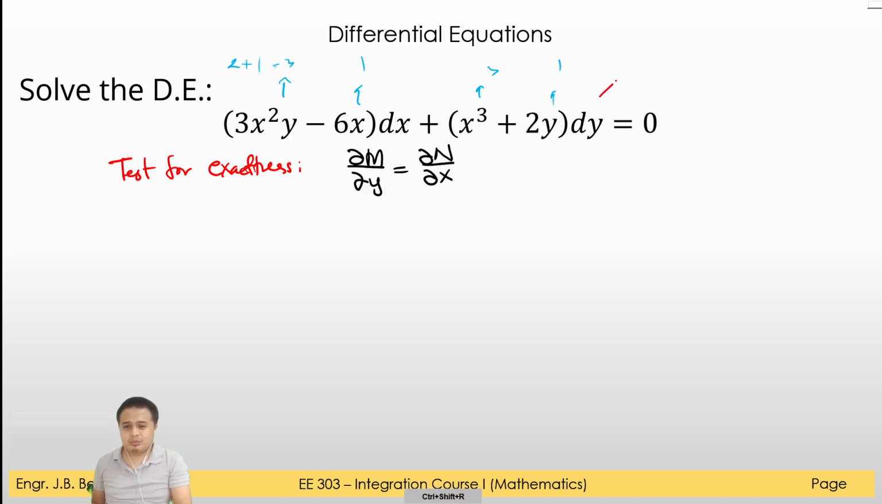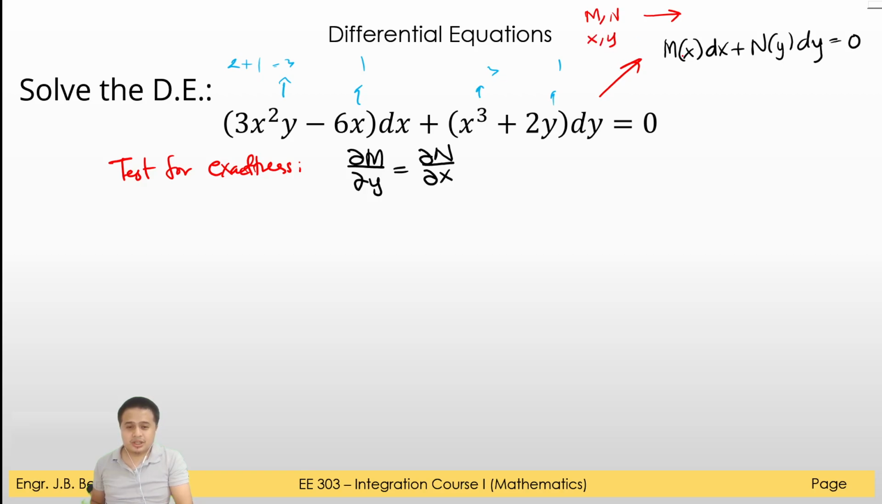So the general form of a first order differential equation is M of x dx plus N of y dy equals 0. So just remember from the alphabet that M is first and then N, and also x is first before y.